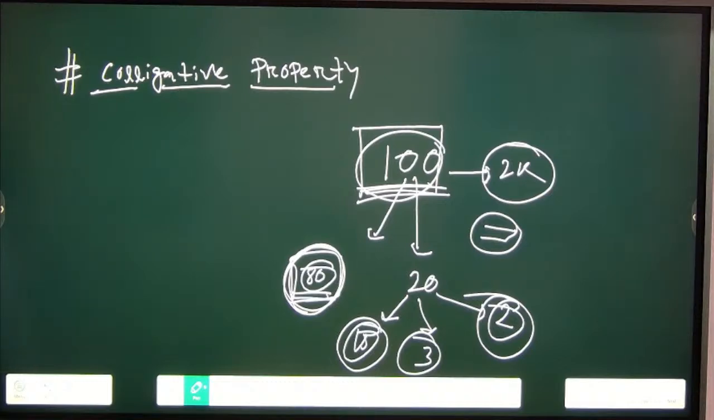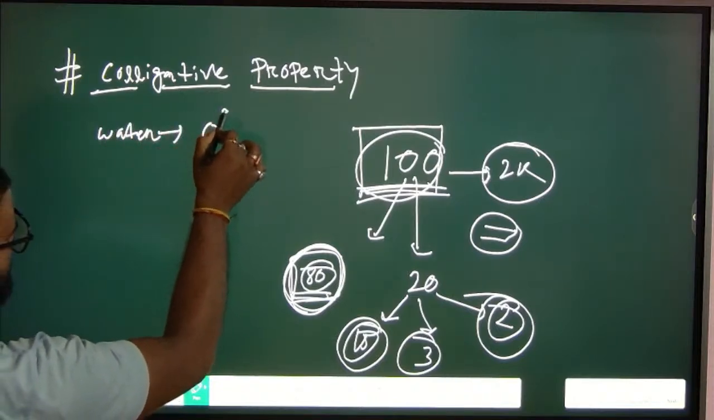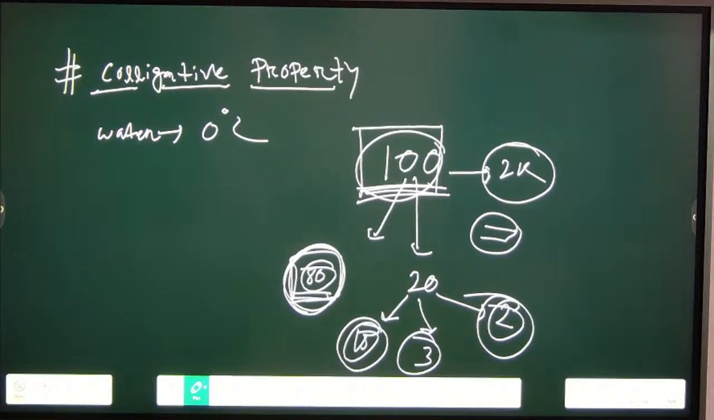Relative lowering of boiling point or freezing point. Suppose water freezes at what? 0 degrees C. If we add salt or sugar to this water and try to freeze it, will it freeze at 0 degrees C or will the freezing point change? It will change. Will it go down or up? Will it go negative or positive? It will go down.